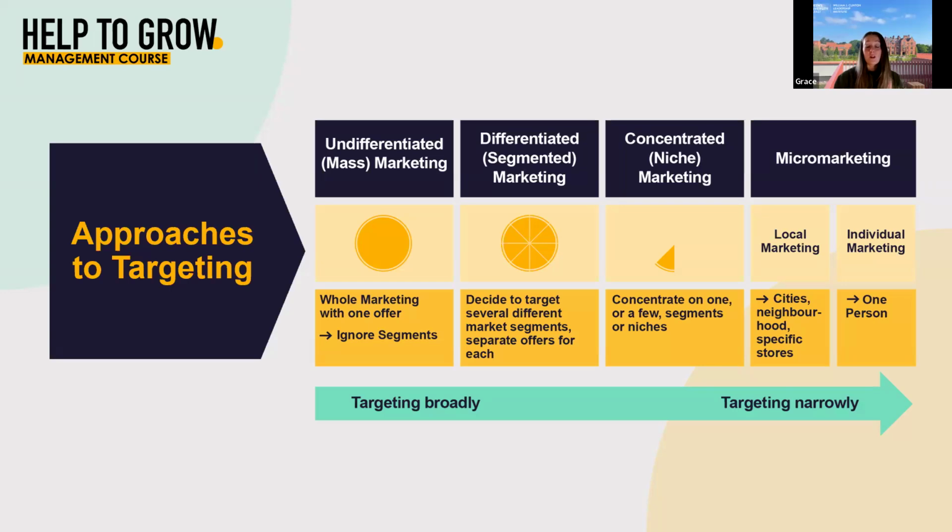Moving on then to thinking about concentrated or niche marketing. So here we're moving further down, getting more narrow, and we're concentrating on one or just a few segments or specific niches that are relevant to the business or the industry. So again, using our beverage company here, perhaps they are specifically trying to serve upmarket food service, and that would be their concentrated area that they focus on.